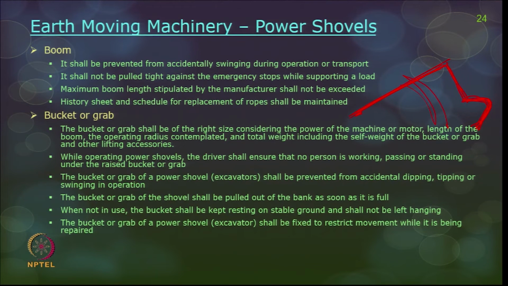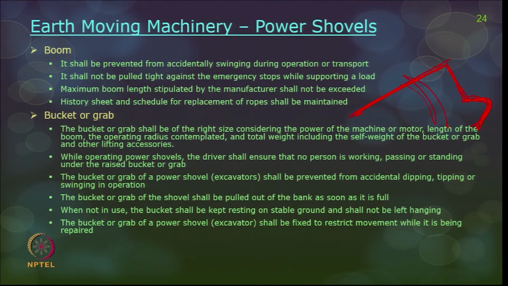The boom shall be prevented from accidentally swinging during the operation or transport, and it should not be pulled out very tight when emergency stops are happening. Again, it should not be swinging or moving ahead and hitting someone. So, the boom should be intact at every point of time, and the maximum boom length and the maintenance issues of the boom of the equipment should all be as per the manufacturer guidelines.